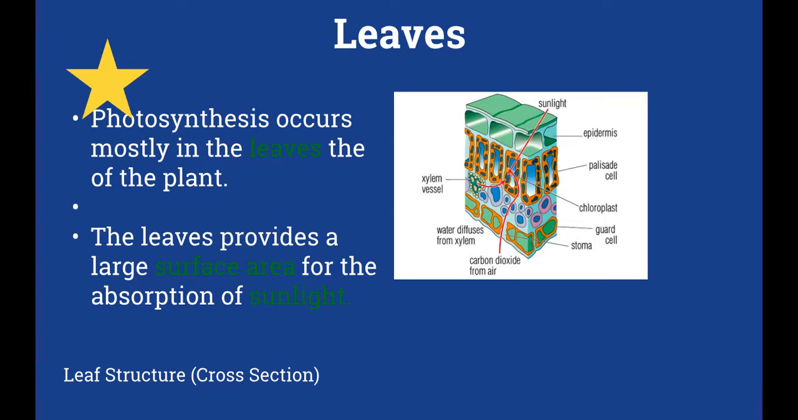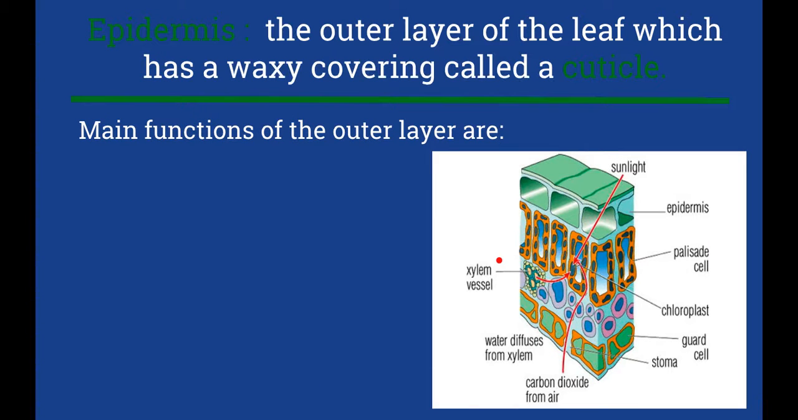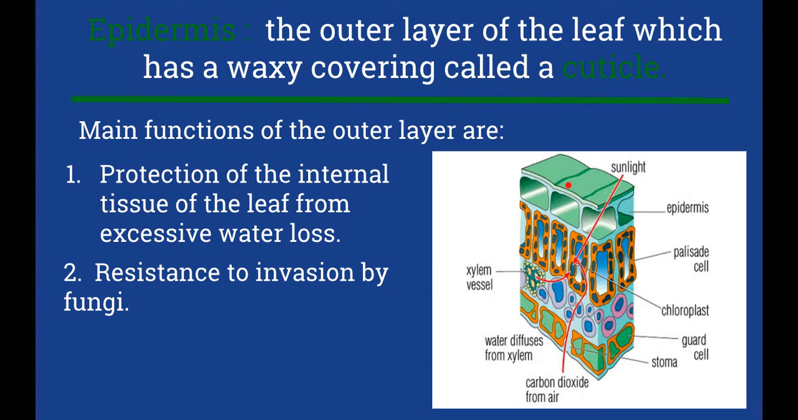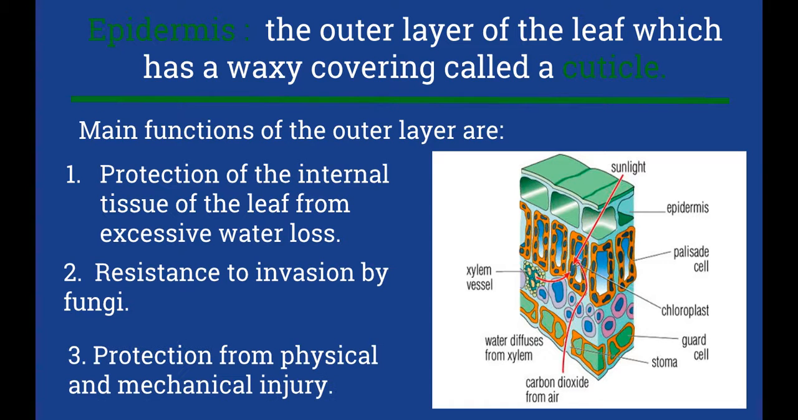All right, leaves. Photosynthesis occurs in the leaves of the plant. The leaves provide a lot of surface area for absorption of sun. You don't really need to know much about any of this other stuff. You should probably know that the cuticle is a protective layer on the top of the leaf. It's like wax. It protects them from losing water and getting invaded by fungi and all that fun stuff.